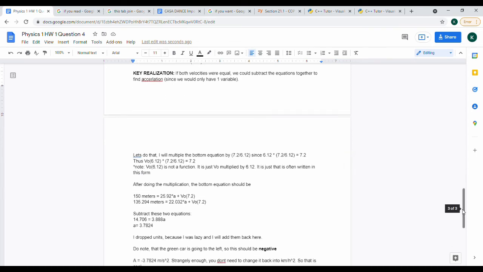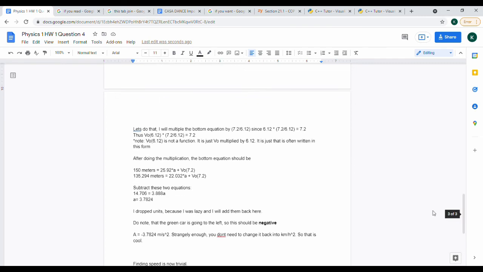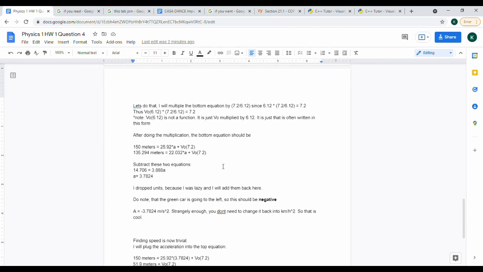Alright, so after doing that multiplication, this is the top equation. Now this is the new bottom equation after I did the multiplying. So we notice these velocities are equal. I can cancel them out. Wonderful. So I subtract the top equation and the bottom equation. Get left with this many meters. I just dropped the units. I didn't care. Equals this much acceleration. And then I divide both sides by the coefficient for an acceleration and get the new acceleration.